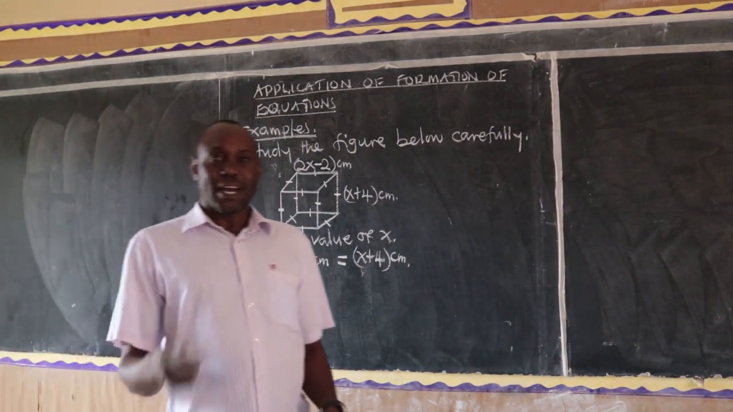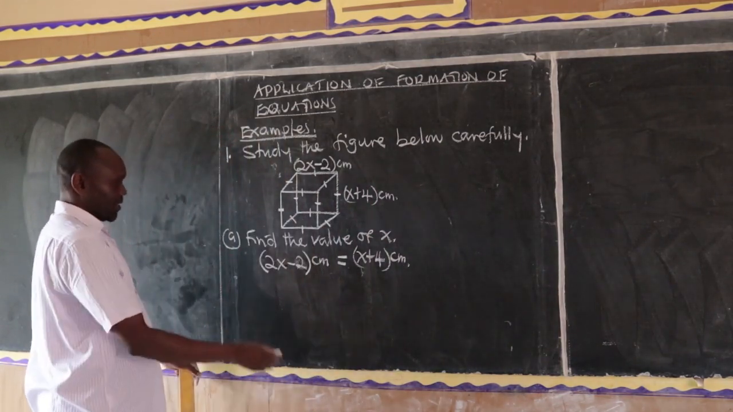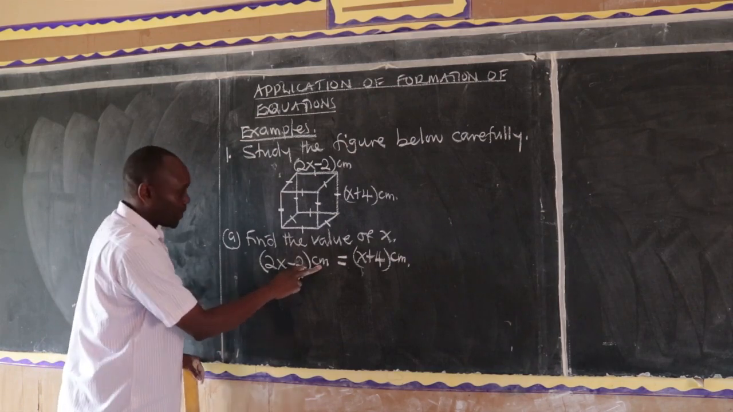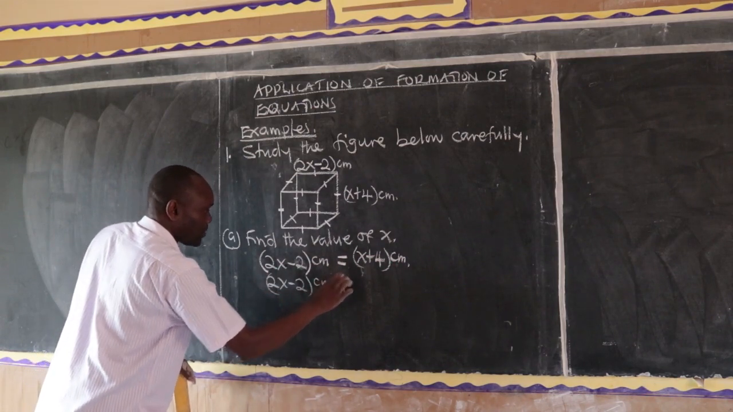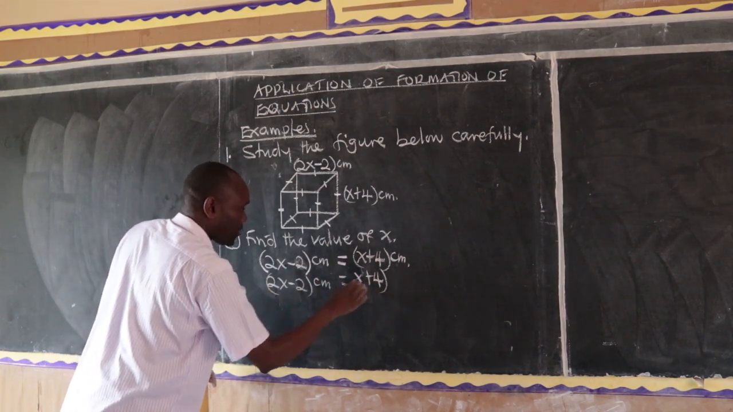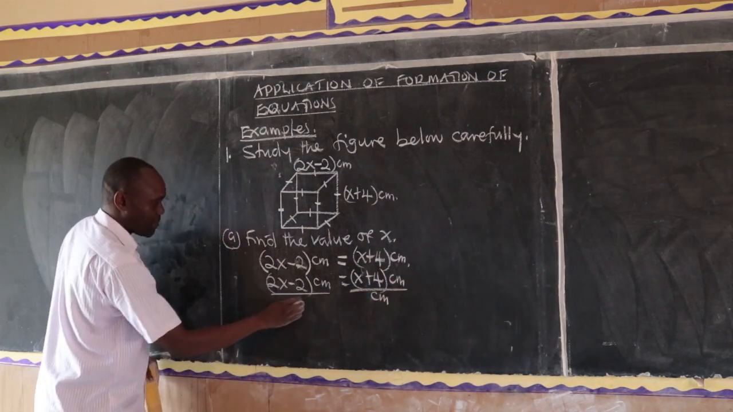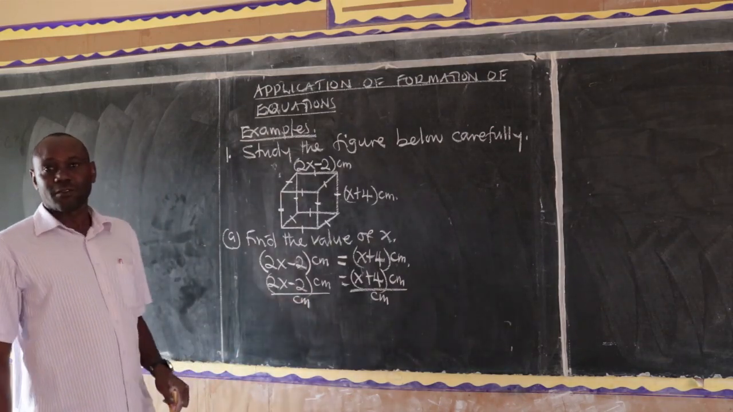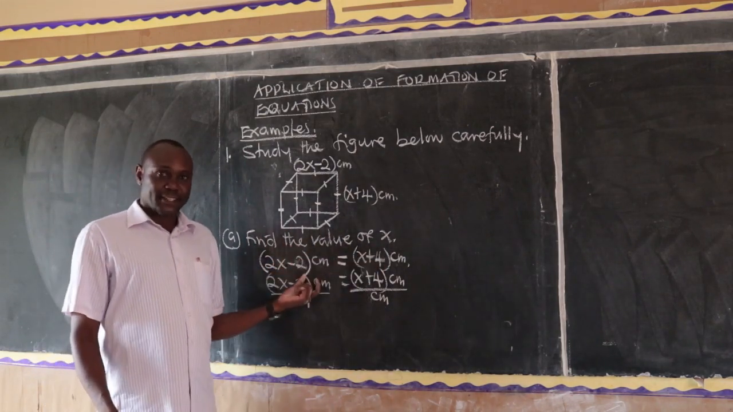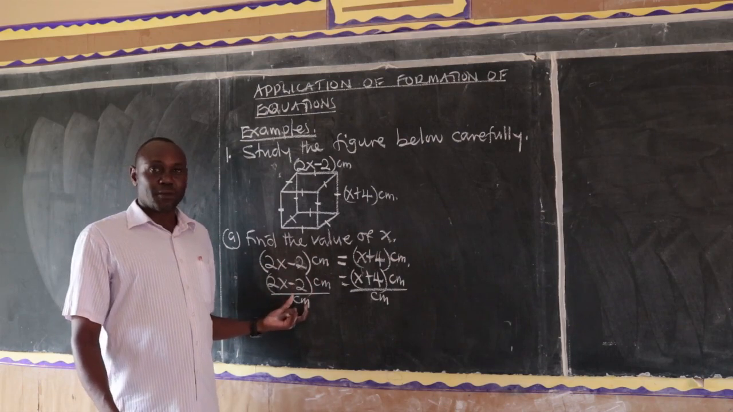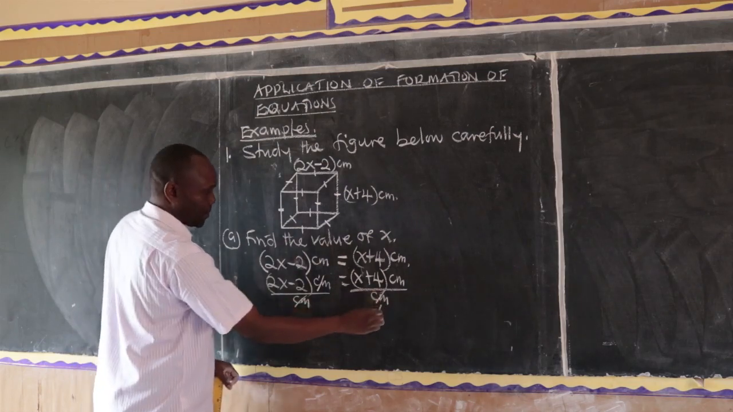Therefore, after forming an equation, what next? We are supposed to solve it. So we have the common term here, even on the other side: (2x minus 2) centimeters equals (x plus 4) centimeters. So we divide here by centimeter, divide here by centimeter. We want to get rid of the centimeters first. But there are very many ways. We can even open brackets. But for me, I see this one to be simpler for you. So we cancel this centimeter and that centimeter.